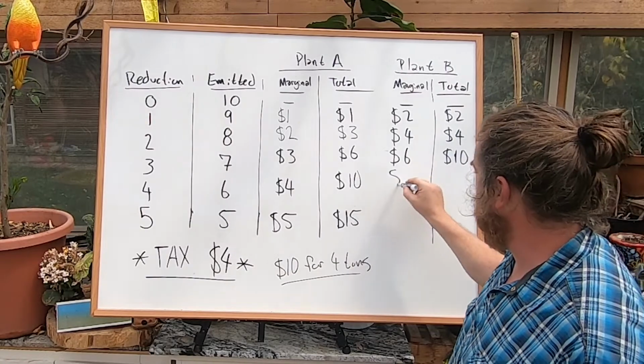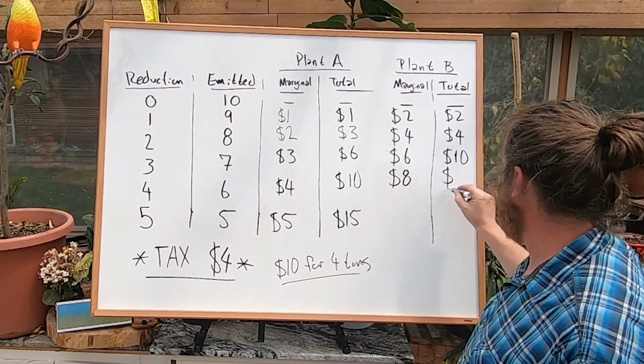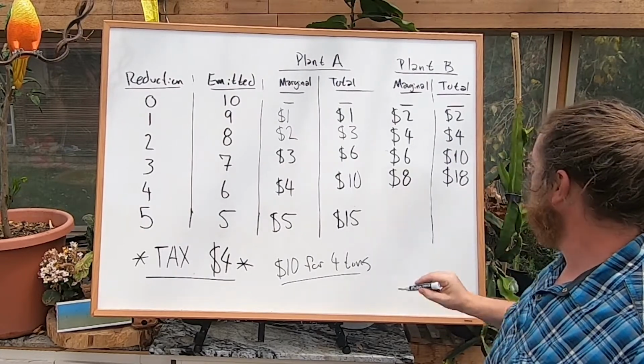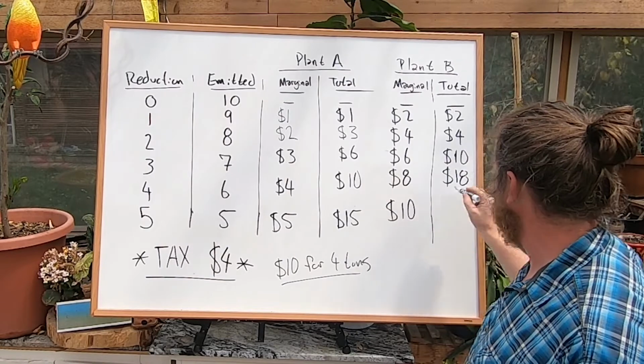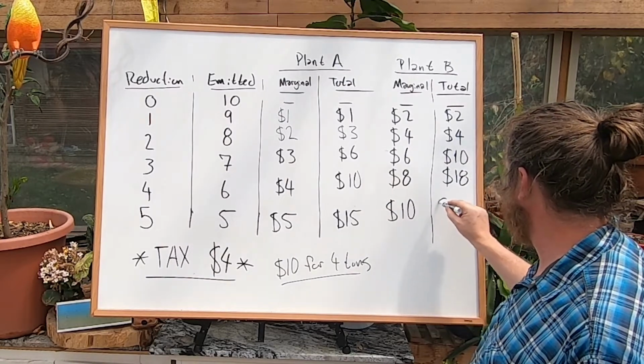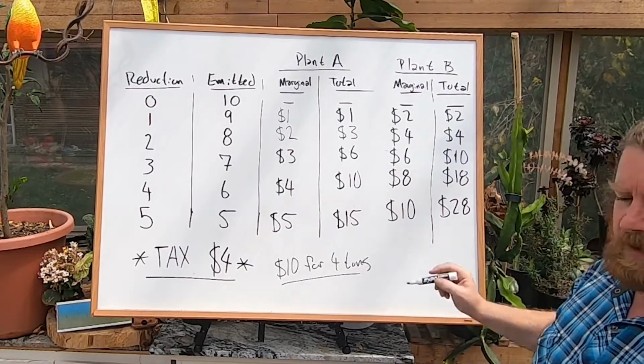We could go even further here just to fill out the table. Let's say this costs $8. That makes this 18. What are we at here now? $10, and that's now 28. So things ramp up pretty quickly.